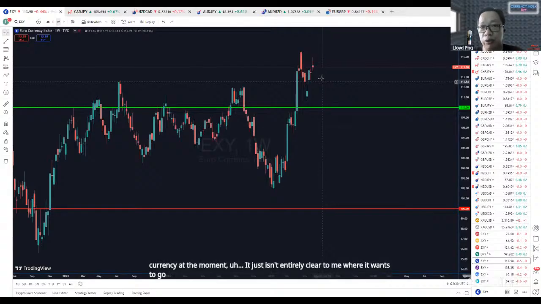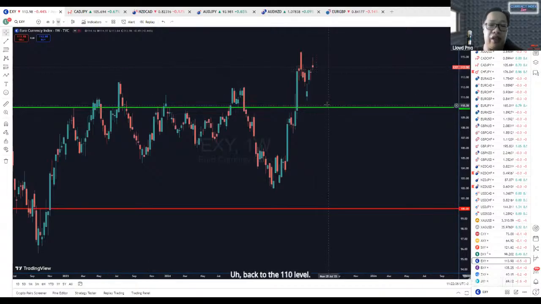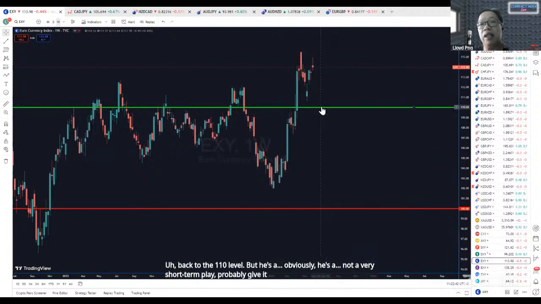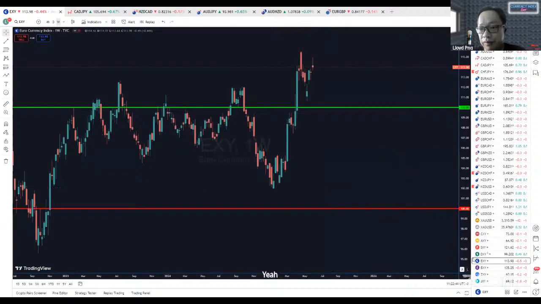Now, if you're going to trade euro, my money will be short, back to the 110 level. I would say it's not a very short-term play. Probably give it a two to three weeks play. But disclaimer again, I'm not too sure.